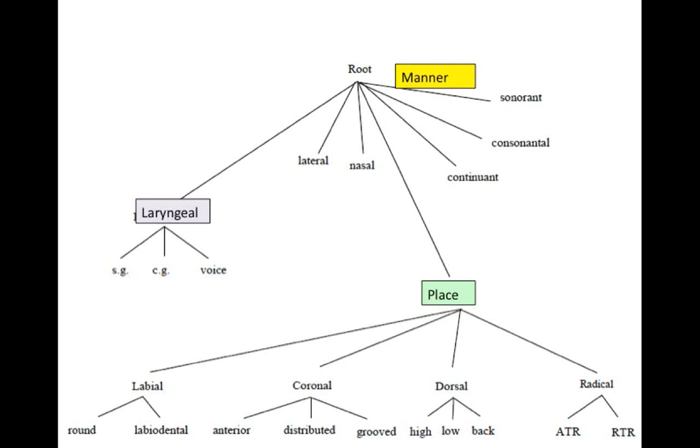Here we see a hierarchy of features. We could see that the manner features are gathered together in what's called a root, which is another word for the phoneme itself. All of the things grouped together there at the top. Attached to that are the laryngeal features, spread glottis, constricted glottis, and voice, and the place features, which could be labial with the lips, coronal with the tip and blade of the tongue, dorsal with the back of the tongue, radical with the pharyngeal part of the mechanism.